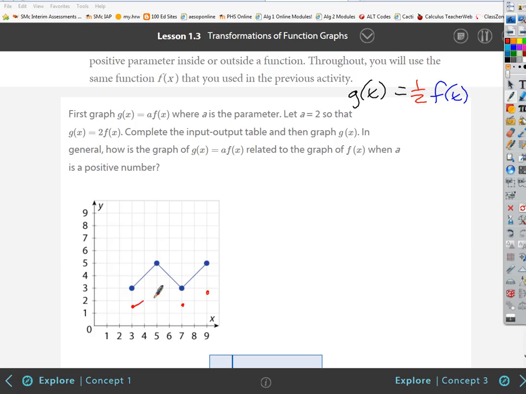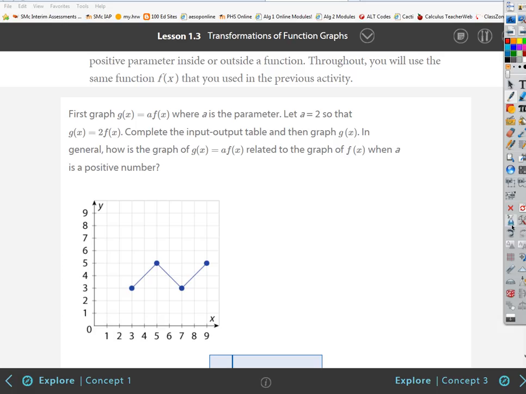So look what happens. We took the blue function and we just squashed it down towards the x-axis. So every point is 1/2 as far away as it used to be from the x-axis, right? Okay, good.